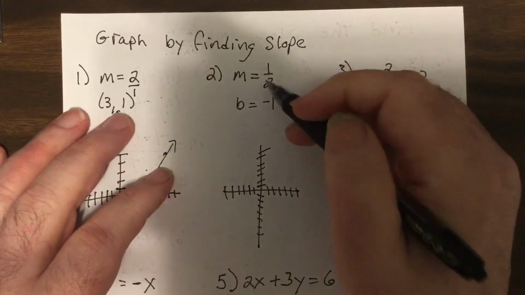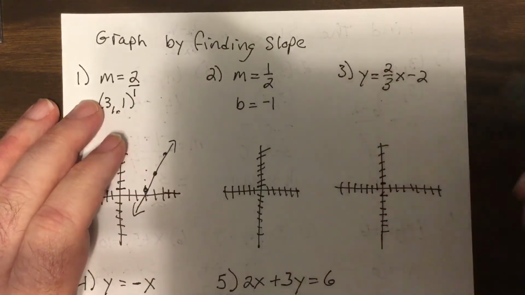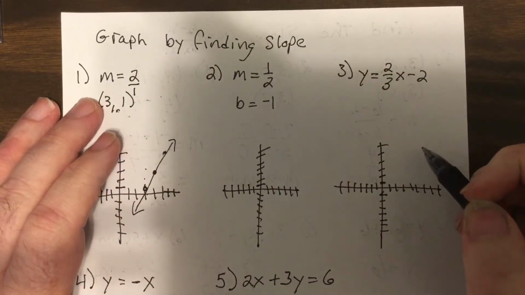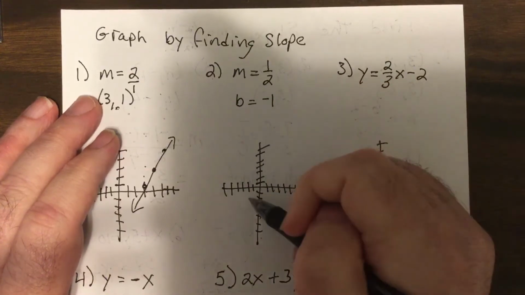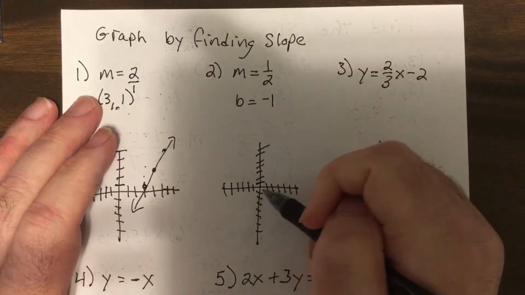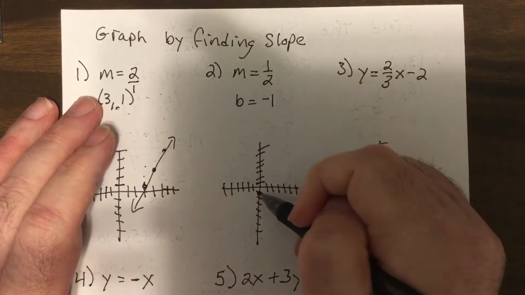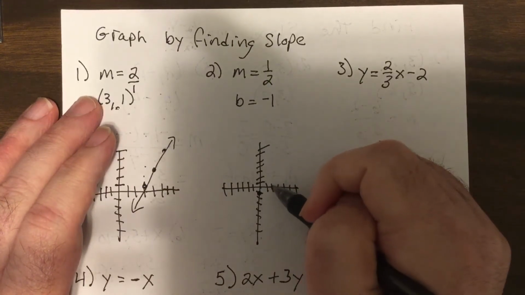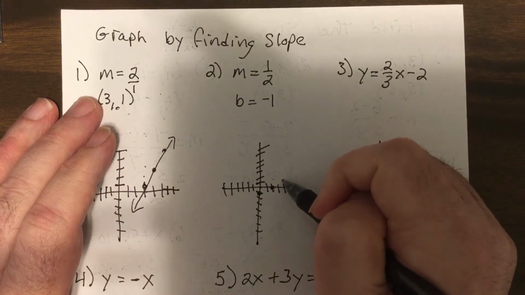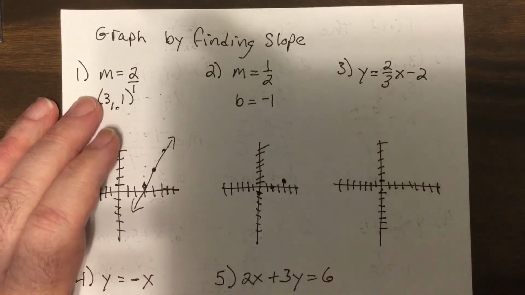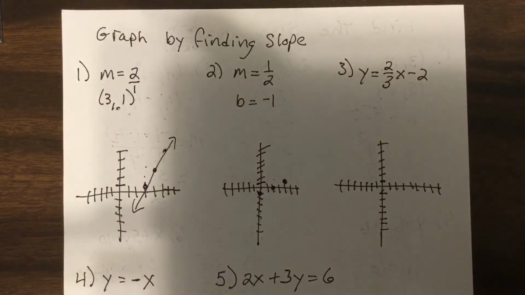Now this one, they give you the slope and the y-intercept. So I'm going to plot the y-intercept, that is -1. And the slope is a half, so it'd be up 1, right 2. Up 1, right 2.